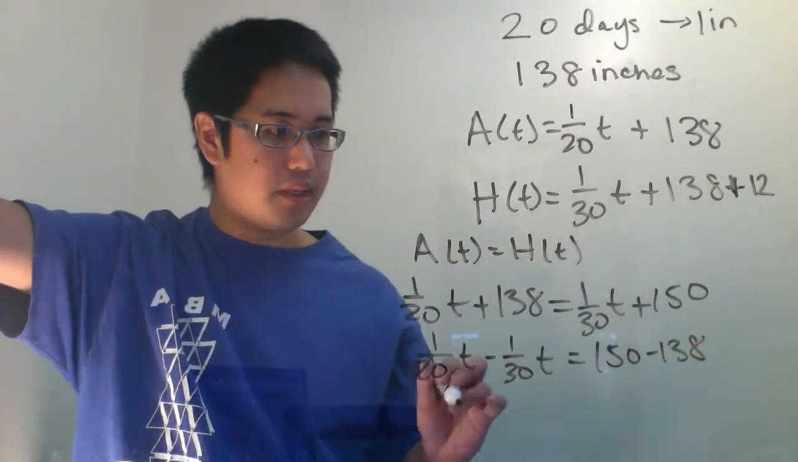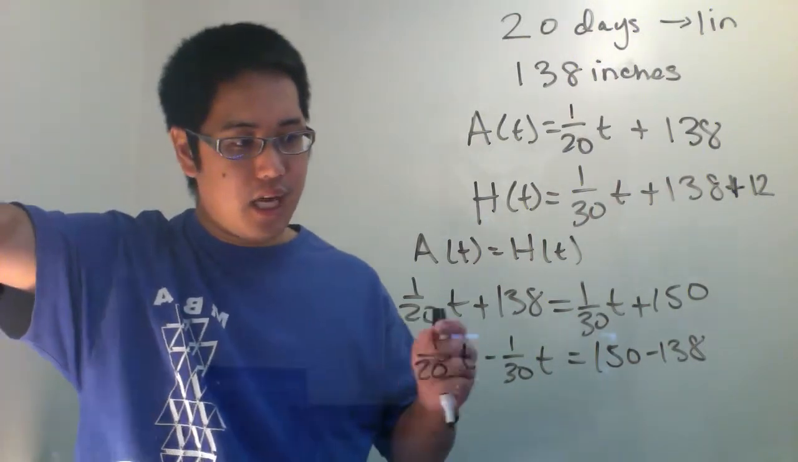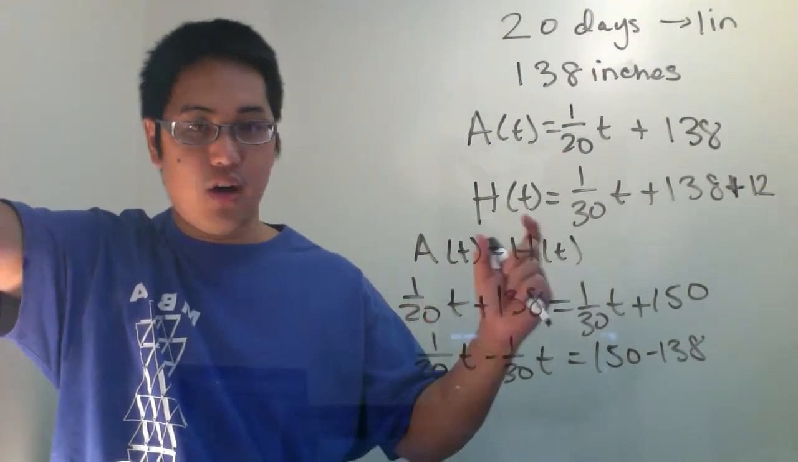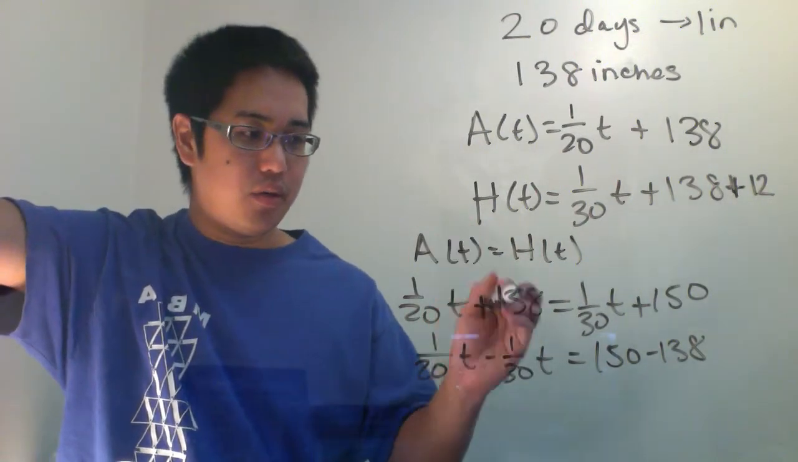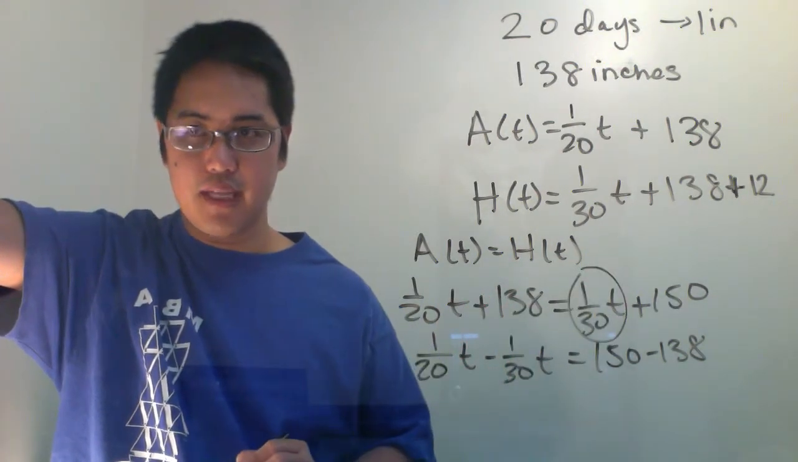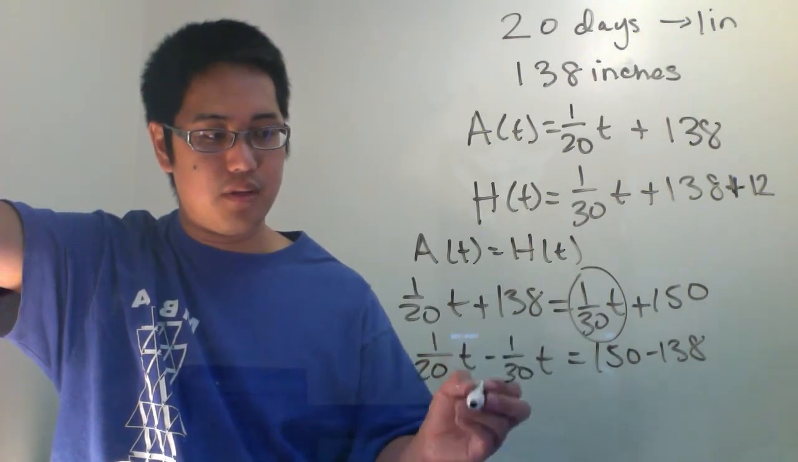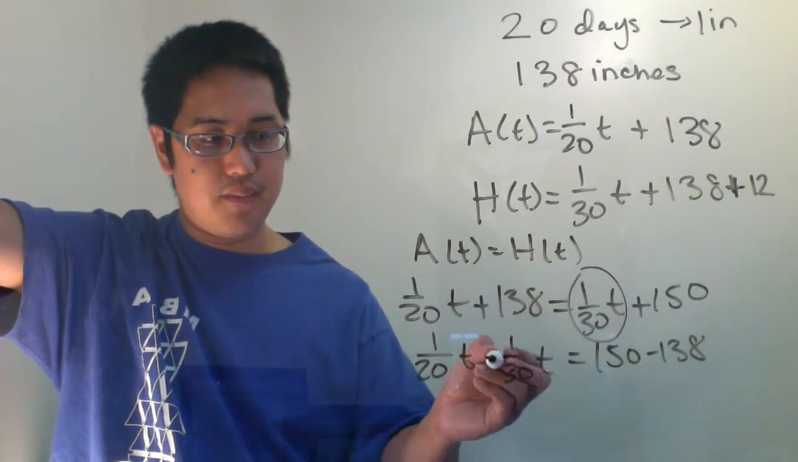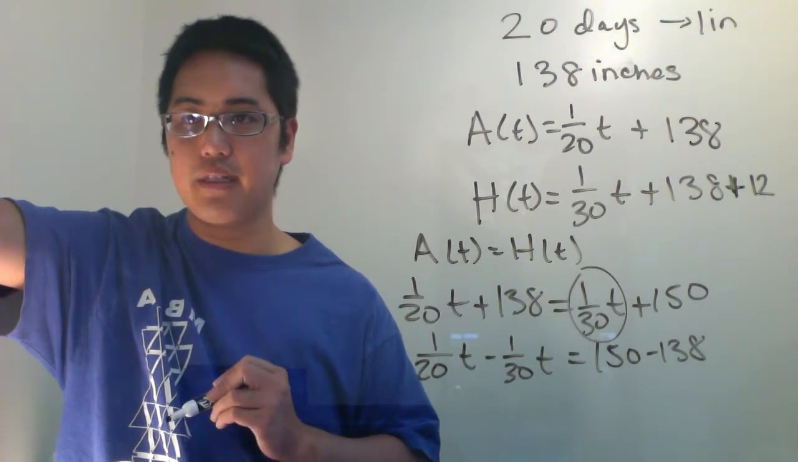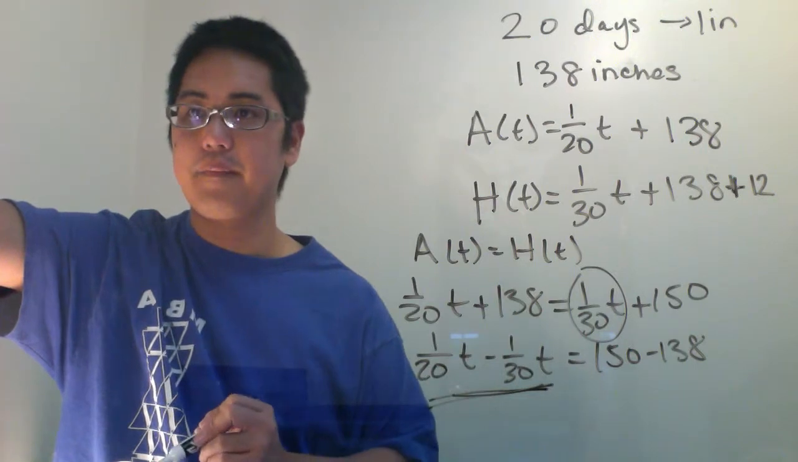All I did was, I want to get everything with a t in it onto one side. I want to pull everything that has a t on it over to the left side. In order to do that, I'm going to subtract 1/30 t from that side. Actually, from both sides. When I subtracted it from this side, it moved over to this side and it picked up a minus sign. Do you see how I got this part? Yes or no?